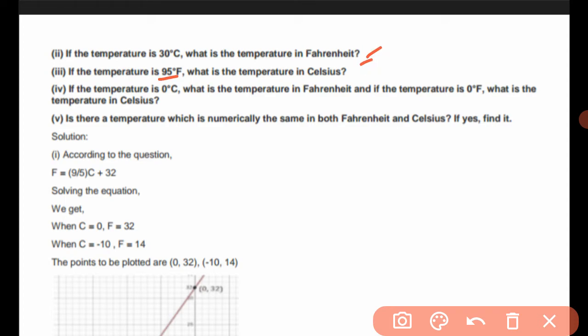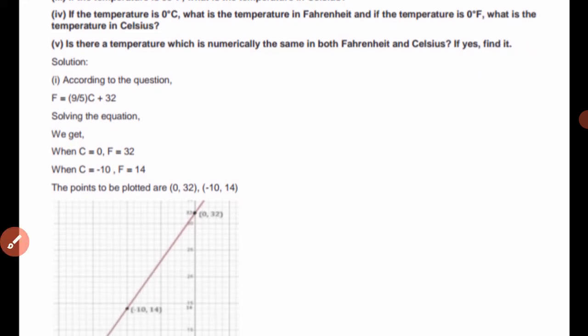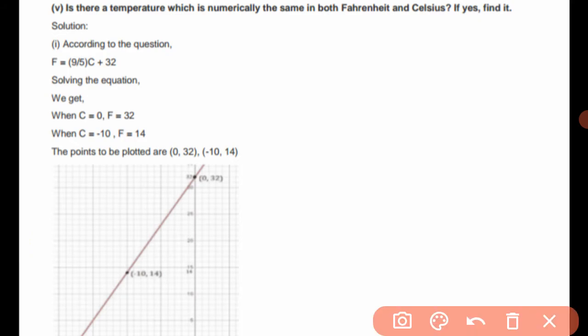In the fourth case, if the temperature is 0 degree Celsius, then what is the temperature in Fahrenheit, and if the temperature is 0 degree Fahrenheit, what is the temperature in Celsius. And the fifth part: is there a temperature which is numerically the same in both Fahrenheit and Celsius? If yes, find it. Now the solution. In the first case we have been given this formula.